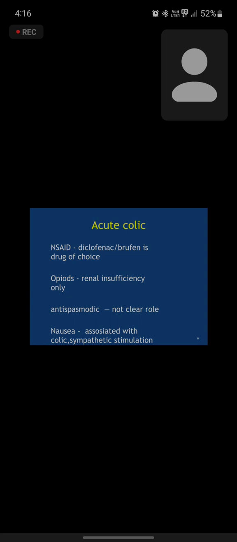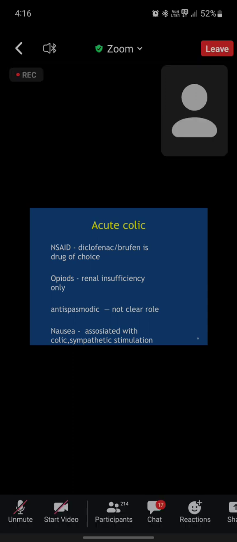So severe acute ureteric colic is, I can say, one of the most severe pains a patient will feel in his life. It is almost like a fracture of bone or like pregnancy pain. Best, if renal function is good, is to treat with a non-steroidal anti-inflammatory drug, diclofenac or brufen.